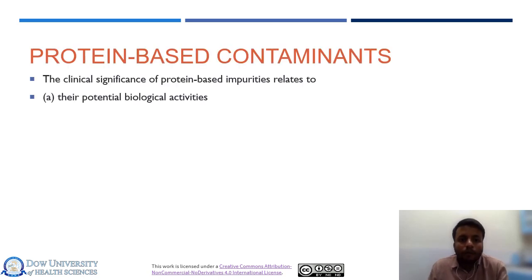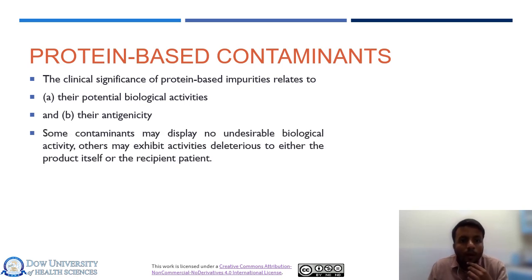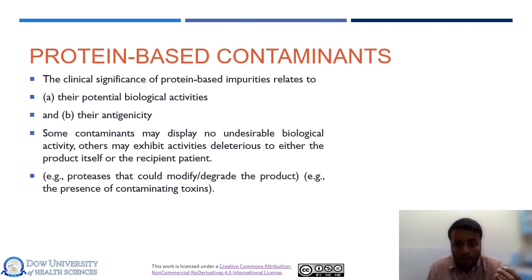The clinical significance of protein-based contaminants or protein-based impurities relates to two key factors. One is their potential biological activity, and two is their antigenicity. Firstly, some contaminants may exhibit properties that are deleterious to either the product itself or the patient. An example could be the presence of proteases in a product, which can potentially degrade the protein of interest, therefore losing the activity or the efficacy. Similarly, it could be the presence of contaminating toxins that could harm patients.